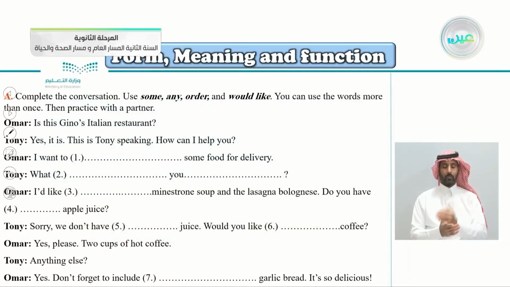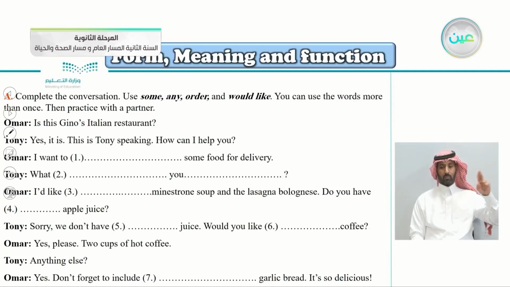Let's answer exercise A here. Complete the conversation. Use some, any, order, and would like. You can use the words more than once. Then practice with a partner. So let's read the conversation here. Umar: Is this Gino's Italian restaurant? Tony: Yes, it is. This is Tony speaking. How can I help you?